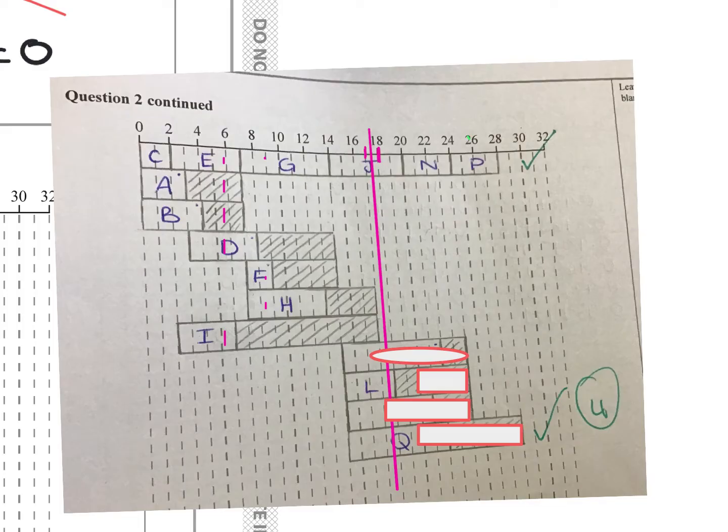I answered 4 workers and only got 1 mark. Yes, because you didn't write why. Some of you got 1 mark for writing 4. You got the other mark for writing which 4. Which 4 have to be happening. Which 4? We don't know yet. We've only found 3. We've got to keep going with this ruler.